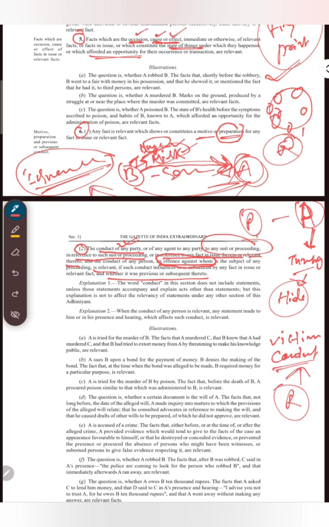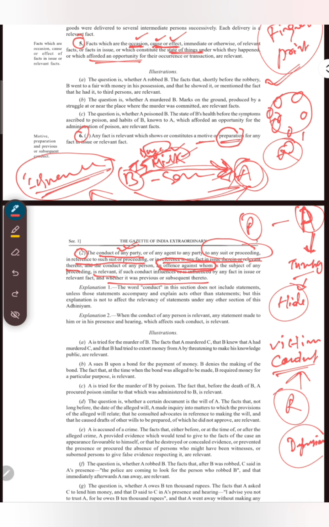For an example, in a case of rape, if rape has been committed on any girl, and the girl goes into trauma, if she falls into depression, then in that case the depression is diagnosed by the medical expert. Her going into depression shows that something bad has happened to her. And the conduct of her which shows that she is in depression right now, those conducts are also relevant.